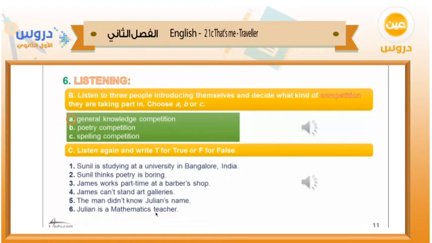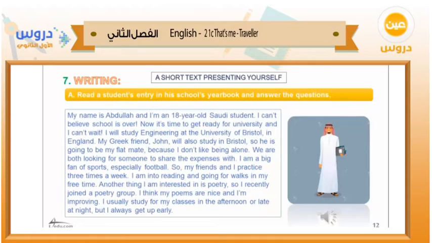Now let's check your answer, please. Okay, number 1. This is F, false. Number 2, false. 3, false. 4, false. 5, true. Number 6, false too. Writing a short text presenting yourself. Now read the student's entry in his school's yearbook and answer the questions.